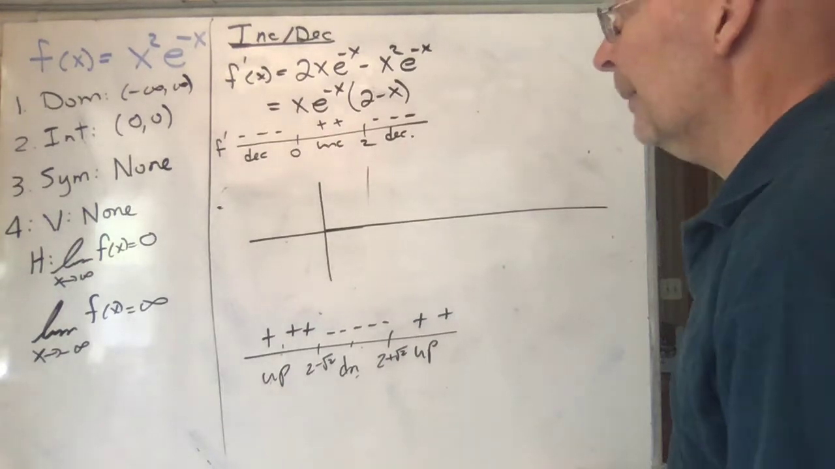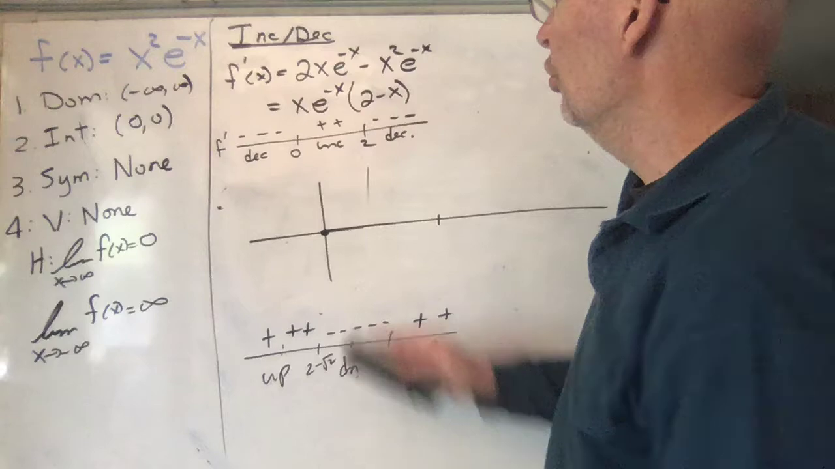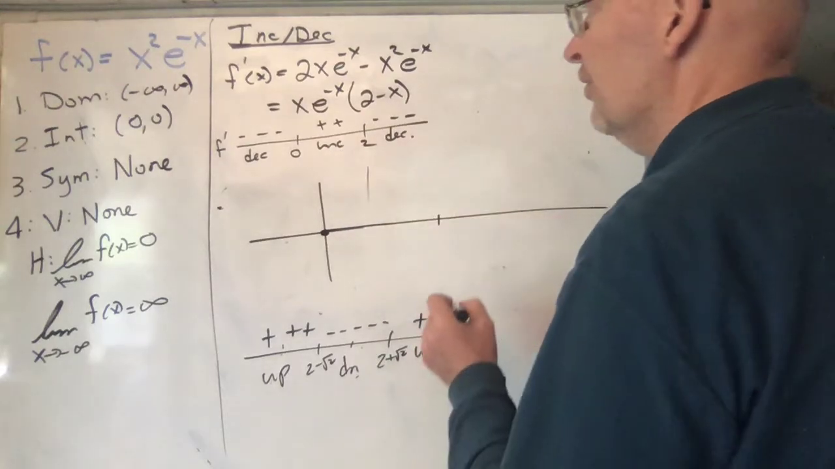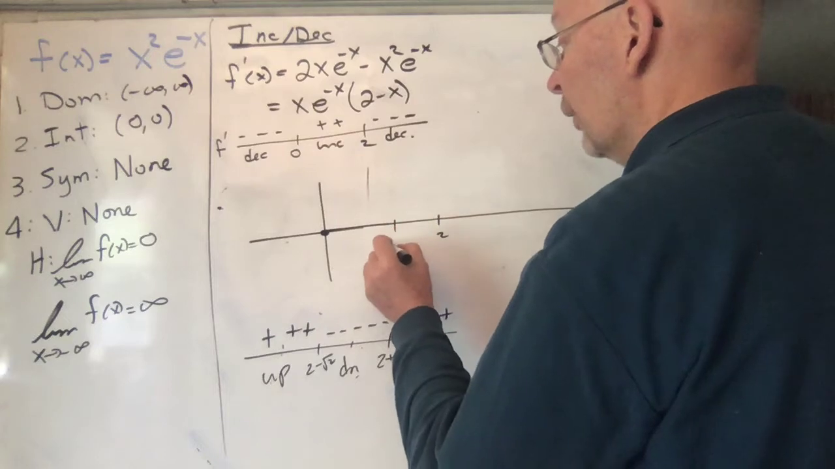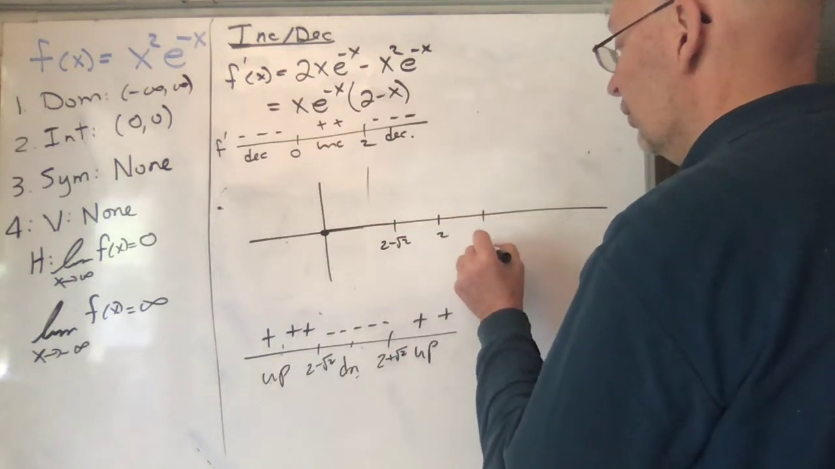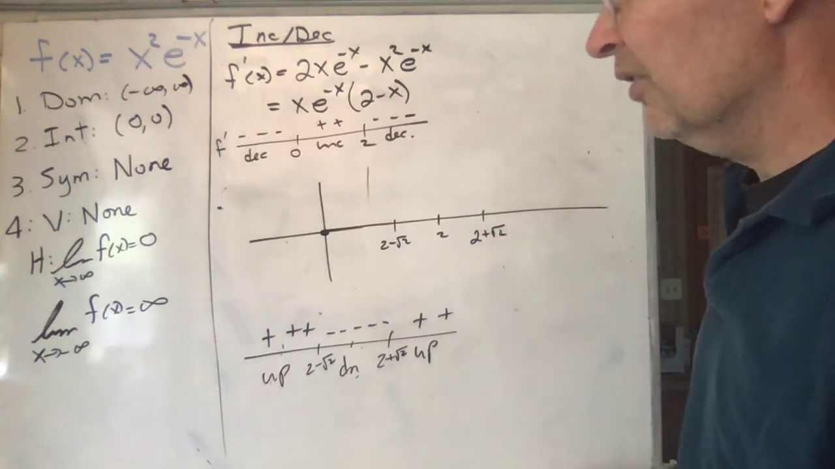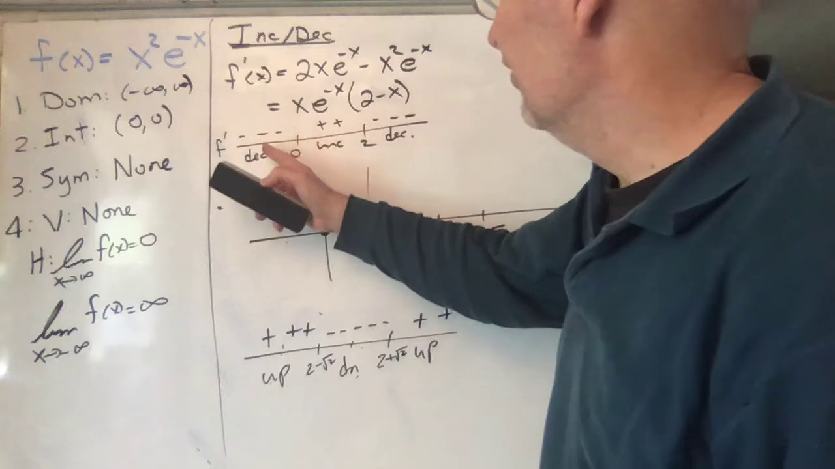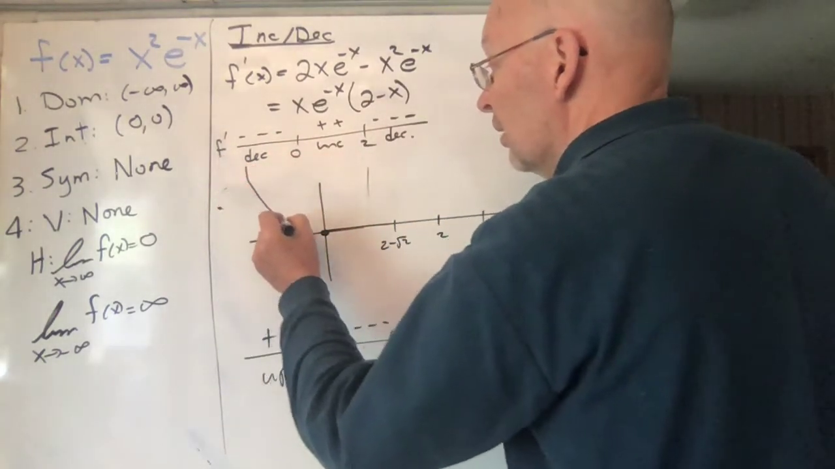So let's see what happens. Here we have 0, it goes through 0. Here we have 2, it increases until it gets to 2. And then here you have 2 minus the square root of 2, and here you have 2 plus the square root of 2. Okay? So until you get to 0, it is decreasing and concave up. So it must look like this.